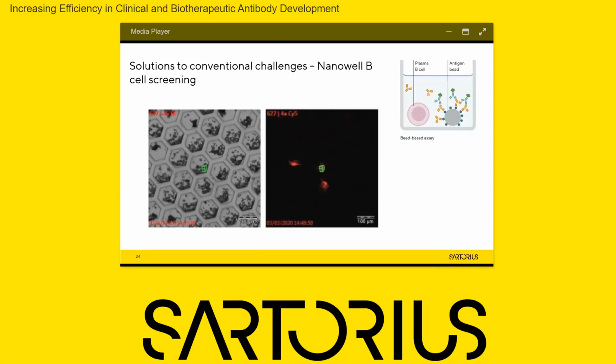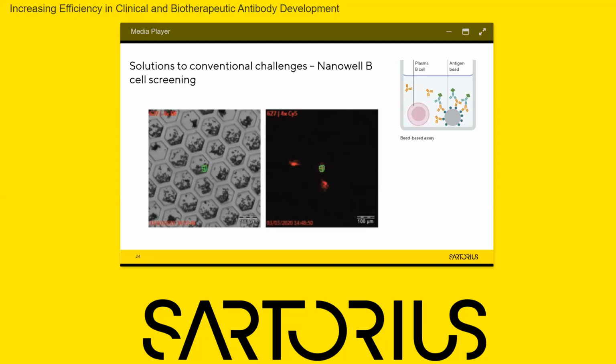So here we have an example of the nanowell B cell screening in action using one of the bead-based assays in a nanowell plate. For this particular example, 2 million B cells were obtained and 60,000 cells were loaded into one well of a 6 macro well nanowell plate to achieve an average occupancy of 1 cell per nanowell. The antigen used was EGFR, so this was what the antibodies were targeting. If we see a signal, that confirms that the antibodies being produced are targeting EGFR correctly.